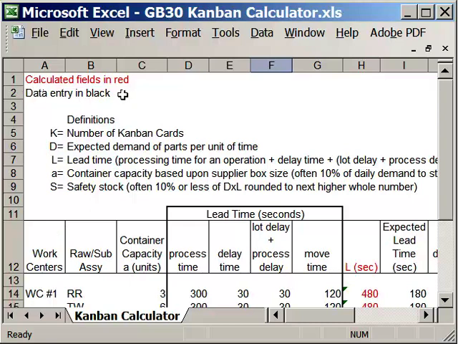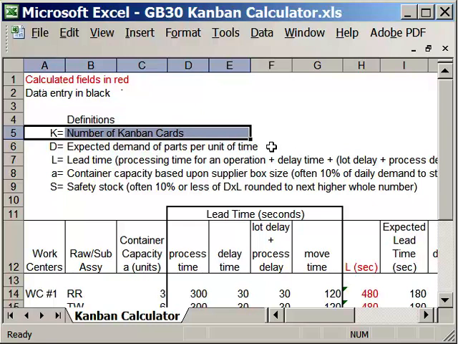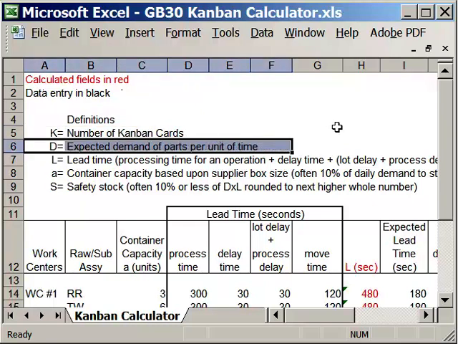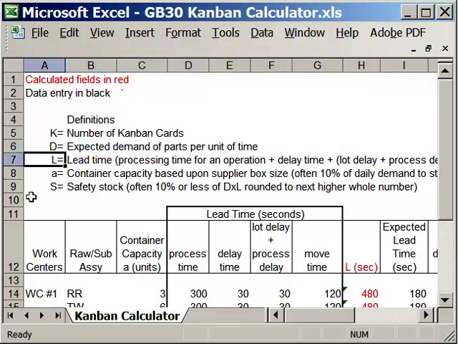These are the definitions. K is our number of Kanban cards. D is the expected demands of parts per unit of time. That's also our takt time. L is the lead time, which is process time plus delay time plus lot delay and process delay and moving time.